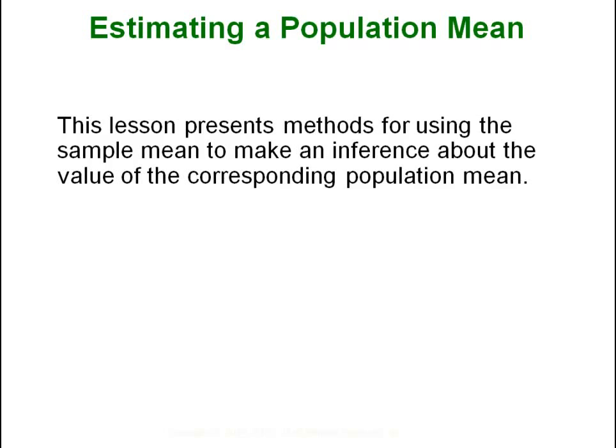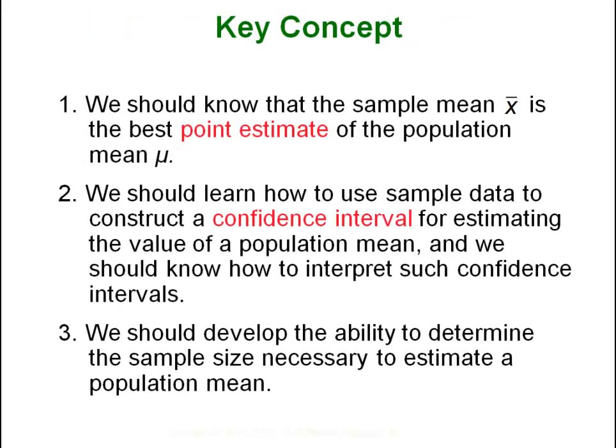Welcome to our discussion on how to estimate a population mean. In this section we're going to look at techniques for estimating the population mean based on statistics we get from our sample. As always, we're going to have a best point estimate. In this case it's going to be the sample mean designated by x bar, and that's going to be our best point estimate of the population mean, shown here as mu.